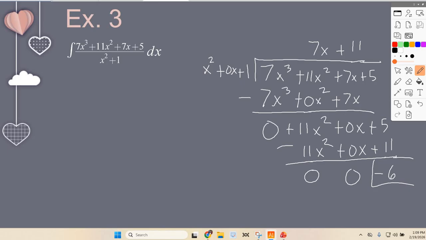Okay, so now what am I going to rewrite my integral to? What comes first? 7x plus 8. Okay. And then what? Minus the remainder over the divisor.